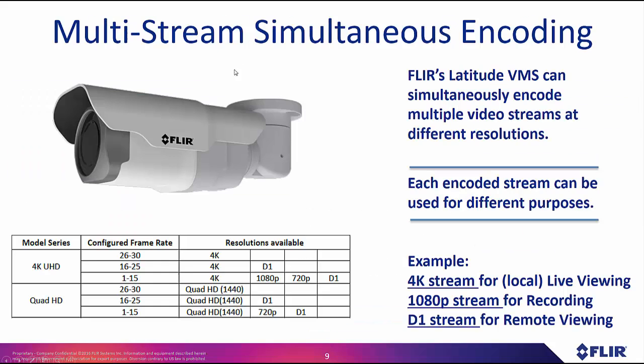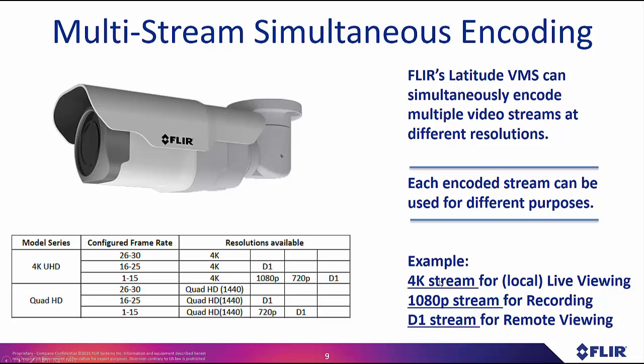So, multi-stream simultaneous encoding. I want to take a sort of sidestep here and take a look at FLIR's solutions. We can clearly encode multiple streams, but depending on the camera itself, it will show us on the little chart down in the bottom here the limitations of individual types of cameras. But you'll see right here in the middle, each encoded stream can then be used for different purposes. And in my example down here on the bottom right, I've got a 4K stream because it has the ability to do so, or if it did, we'll talk about that in a second, for maybe the live viewing.